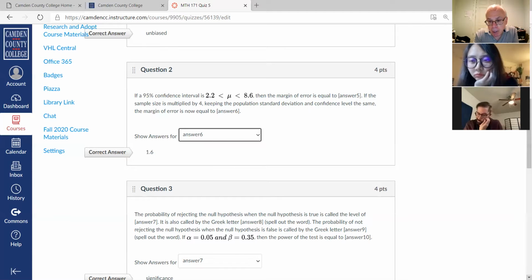And I believe somebody multiplied by 2 instead of dividing by 2, but the sample size is in the denominator. So you have to be careful. You have to make sure you understand the formula. That was what this question was all about.